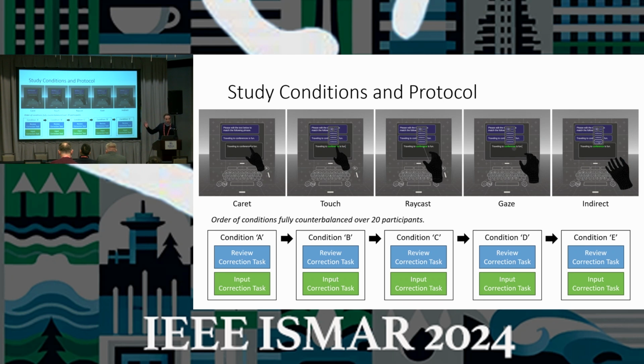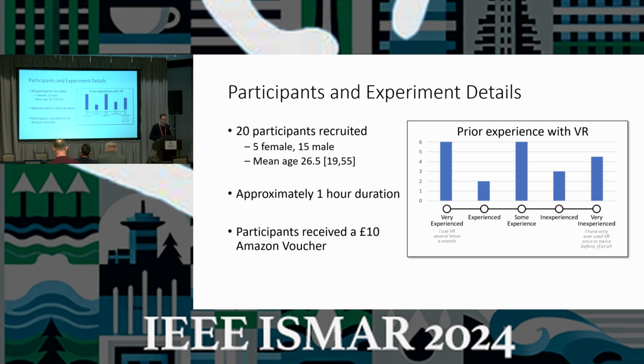So in terms of the protocol, there were the 5 different conditions representing the 5 different interaction methods. Within each condition, they performed both tasks sequentially before moving to the next condition. And the order of these conditions was obviously balanced to control for learning effects and transfer and so on. So we had 20 participants with the demographics described there. The whole study took about an hour and a half. There was a distribution of different levels of prior experience with virtual reality, and participants were compensated for their time.